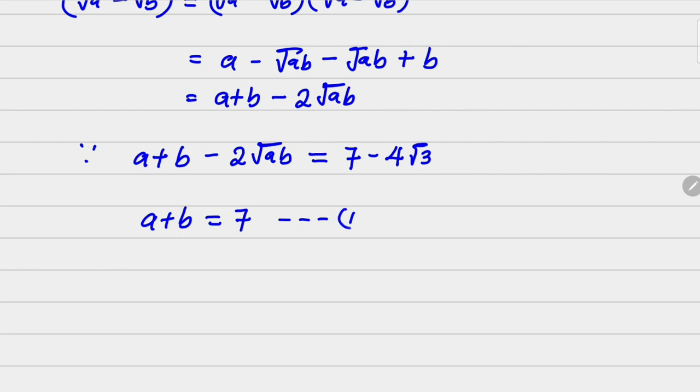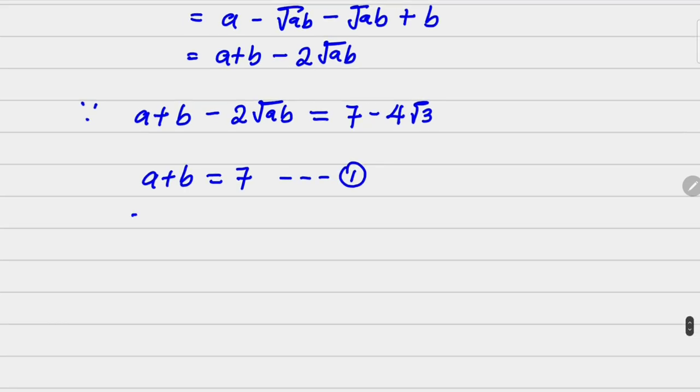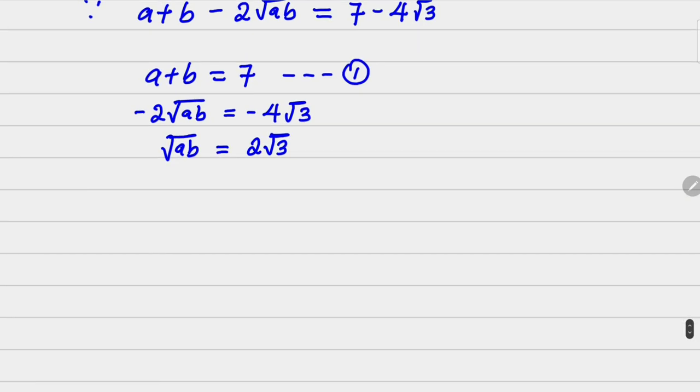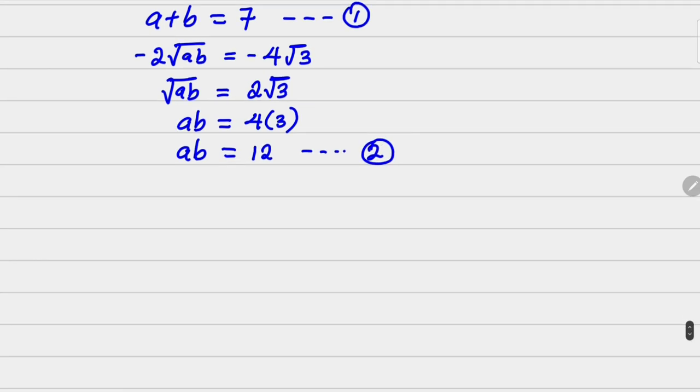This is my first equation, equation 1. Then I have minus 2 root of ab will now be equal to minus 4 root of 3. Divide both sides by minus 2. You are going to end up with root of ab is equal to 2 root 3. When you square both sides, you are going to have ab is 4 times 3, which means ab will now be equal to 12. And this is equation 2. So I'm going to solve 1 and 2 simultaneously.